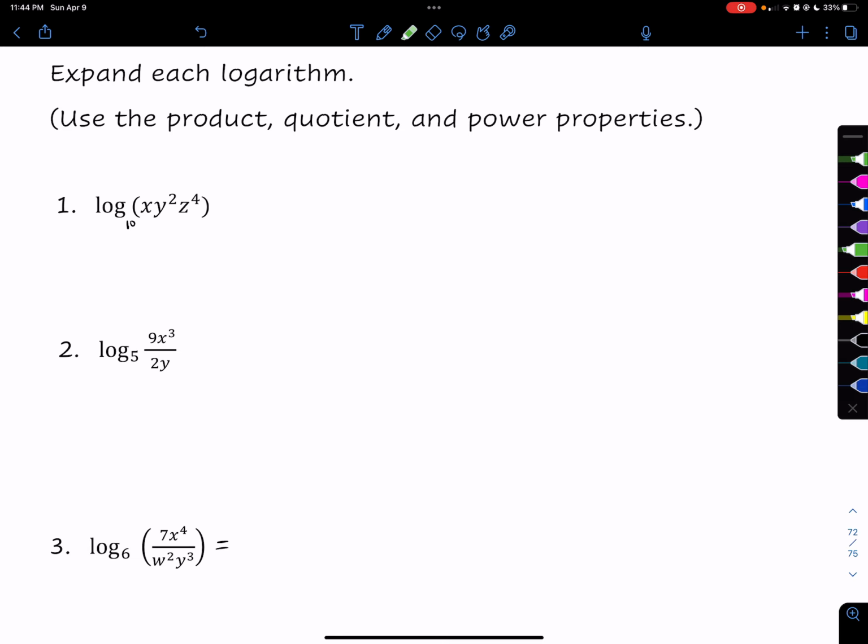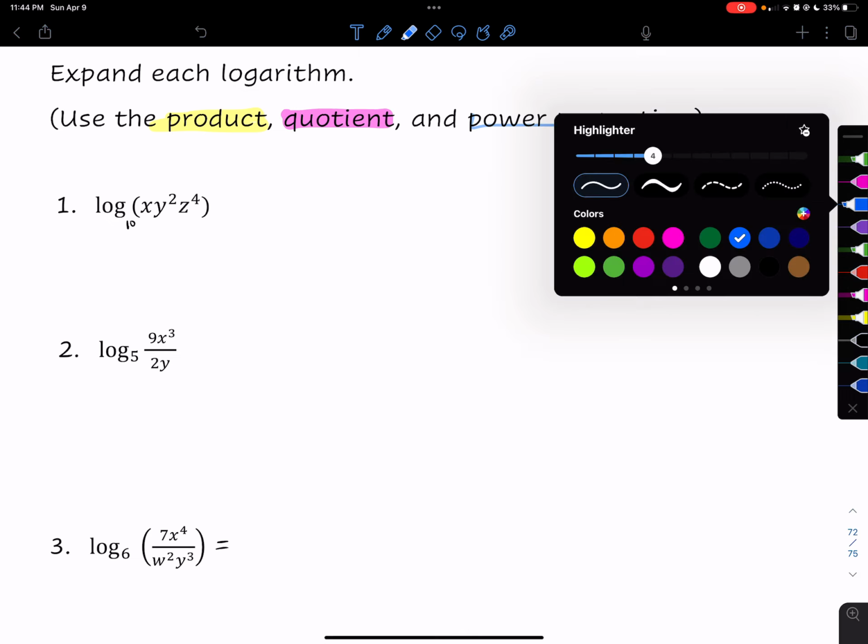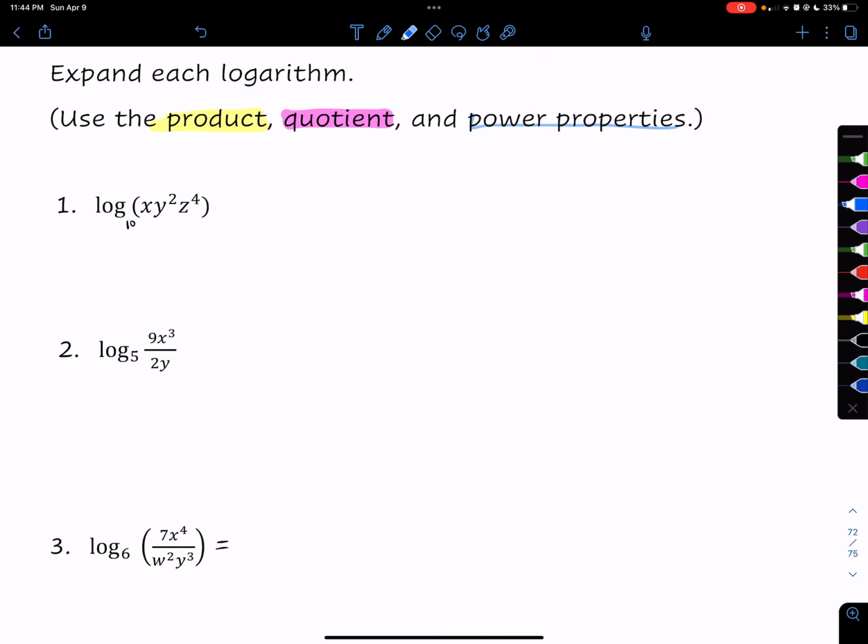I am going to be looking to see if there's any quotient, any division happening. And then I'm also going to be looking to see if there's any power product happening. And if need be, we will definitely look at those radical to rationals when they pop up, because they will pop up today. All right, so let's go ahead and look at number 1.